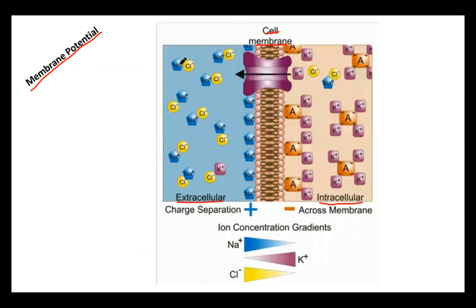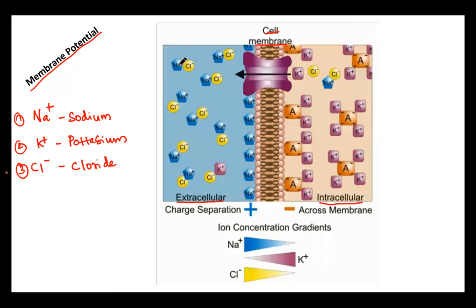Every cell has some ion content. If you take extracellular, there are a lot of ions. Predominantly, three ions are mandatory for us to know. One is sodium, denoted as Na+. Next is K+. What is K+? Potassium. What is Cl-? Chloride, right? So we have three ions, 1, 2, 3, which are predominant in numbers.